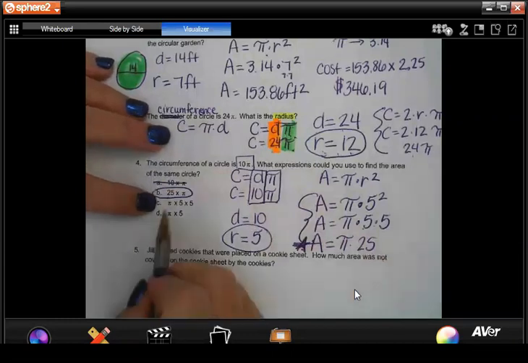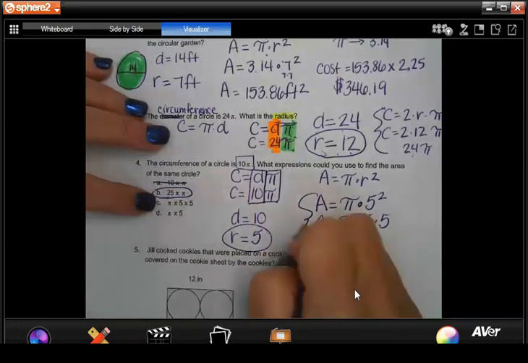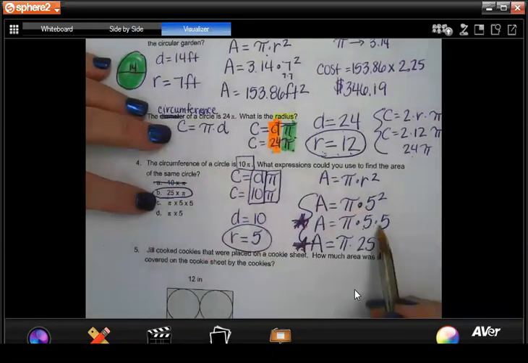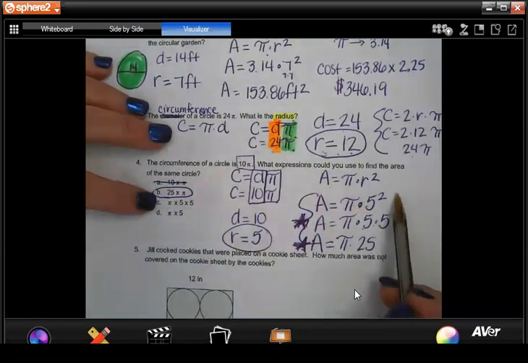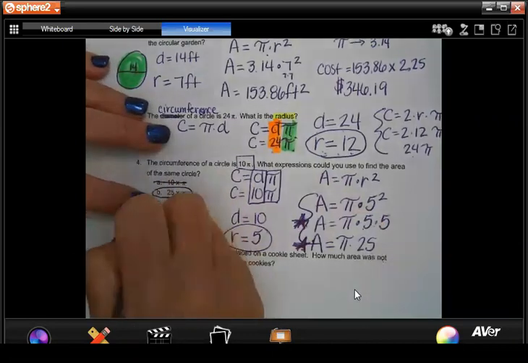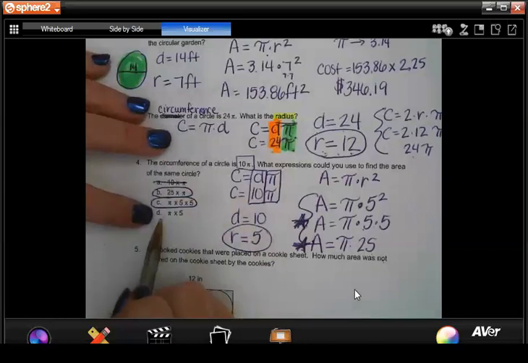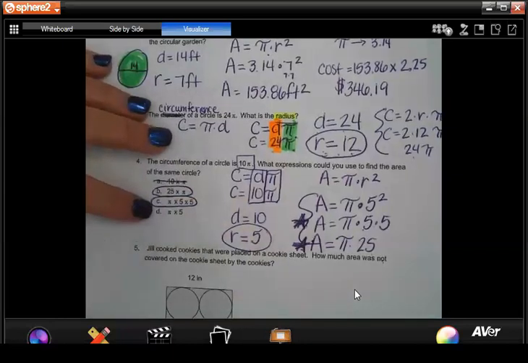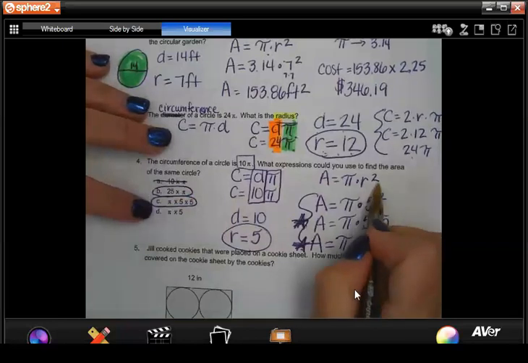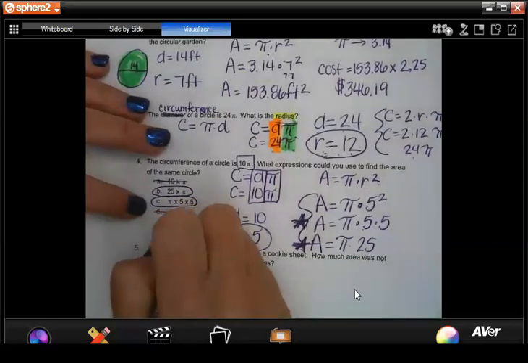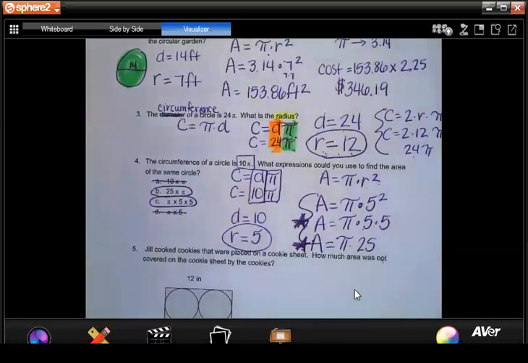C, pi times 5 times 5. Look over here. That's exactly when you were to square 5, that's 5 times 5. So C is another option. D, pi times 5. That would not work because you have to square 5. So that would not work. So your answers would be B and C.